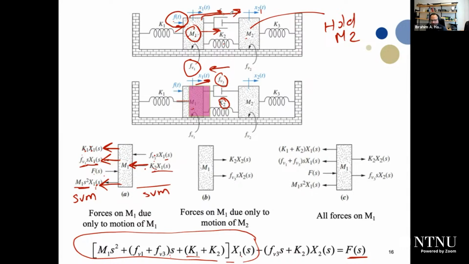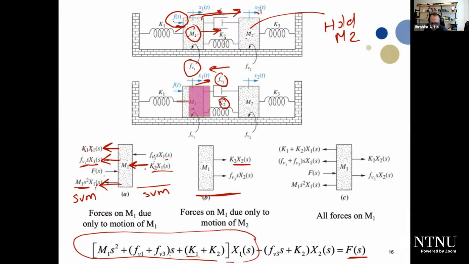So we are here applying forces on M2, and as a result of this, the spring will generate a force, and the damper will generate a force which will try to drag M1 to the right hand side. So now we will draw the free body diagram of M1 again, and we will see those forces. So we will have K2 multiplied by X2 of S. It will move to the right side.